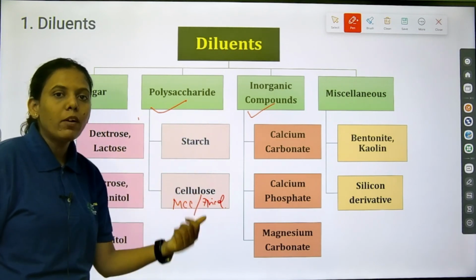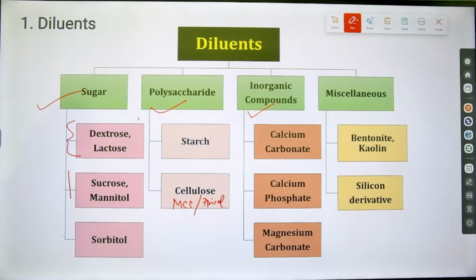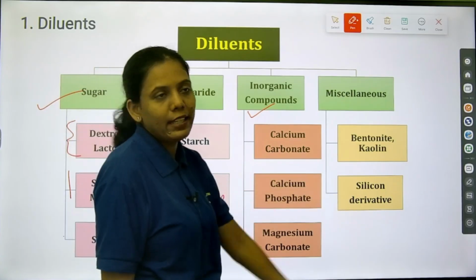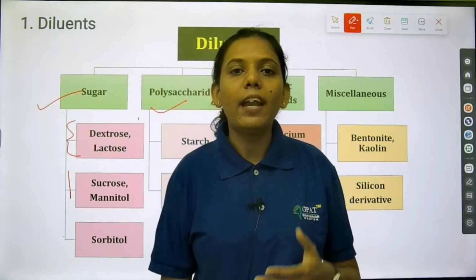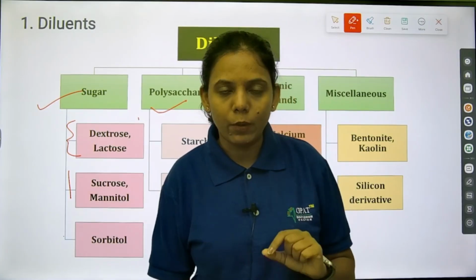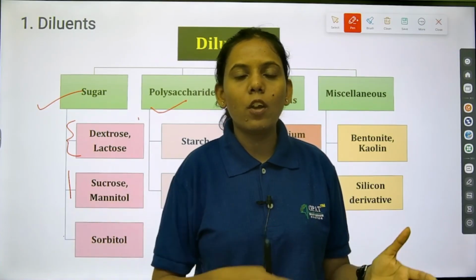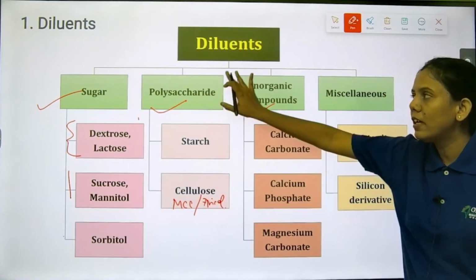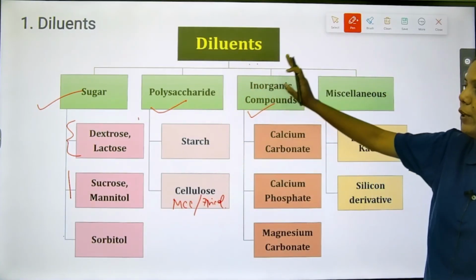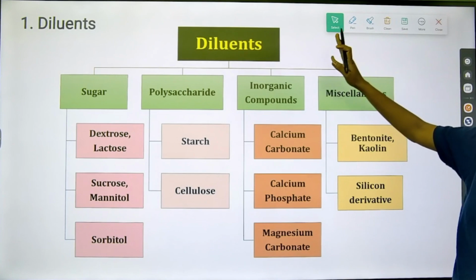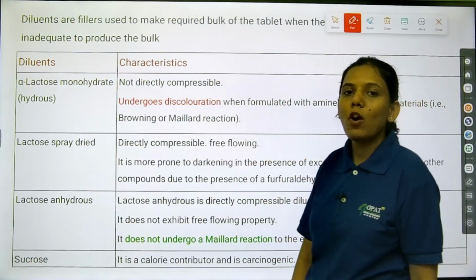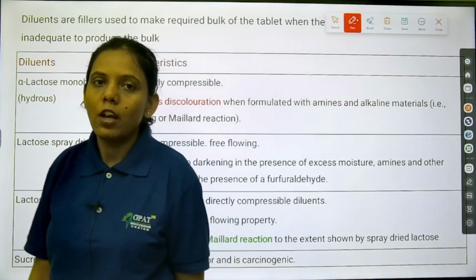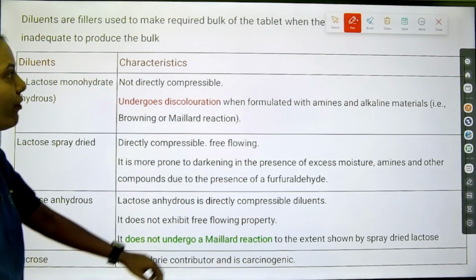Next are inorganic compounds. We have calcium carbonate, calcium phosphate and magnesium carbonate. And in miscellaneous we have bentonite, kaolin and silicon derivatives. These are all required to increase the weight of the tablet in such a way that the tablet will have sufficient weight, so that handling becomes easier, compression becomes easier and everything becomes easier. So these are the categories of the diluent. Now let's learn some of the diluents in detail. So diluents are fillers because they make up the weight of the tablet. So diluents are the fillers of the tablet.